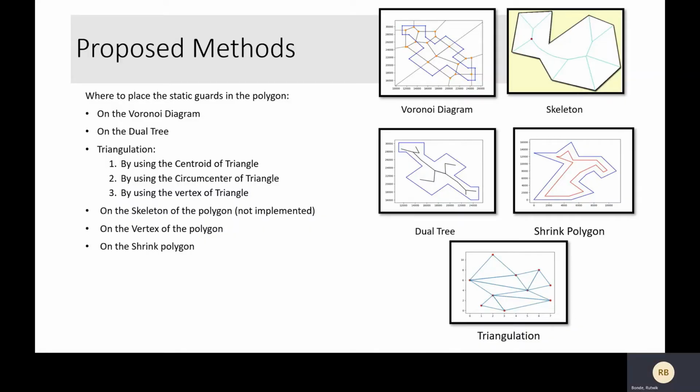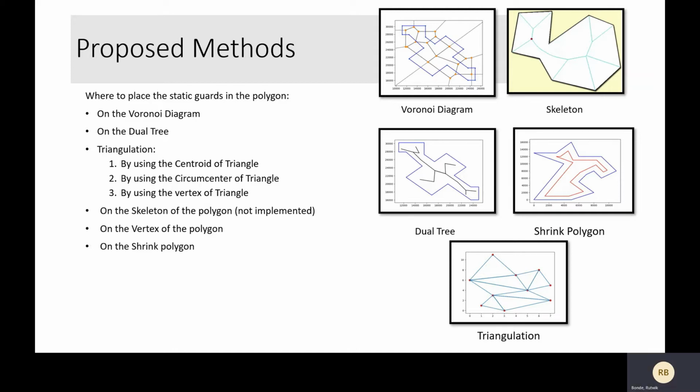So now that we have learned about the art gallery problem, stationary guards, and the Watchman route problem, we will now move our focus to the placement of static guards. Before moving to the algorithm to find the minimum number of static guards, it is better that we first understand where we can place the static guards. So there are various methods where we can place the static guards, as shown in this slide.